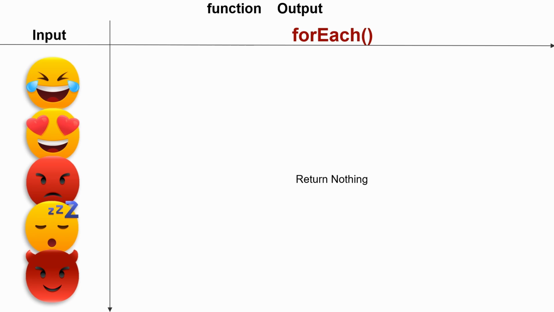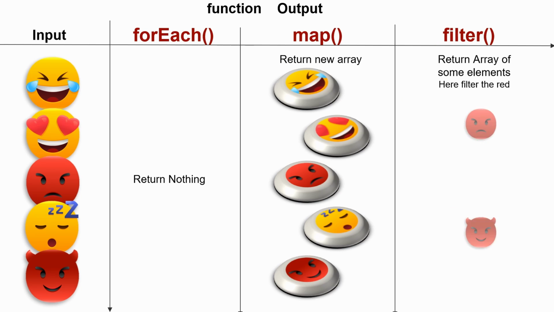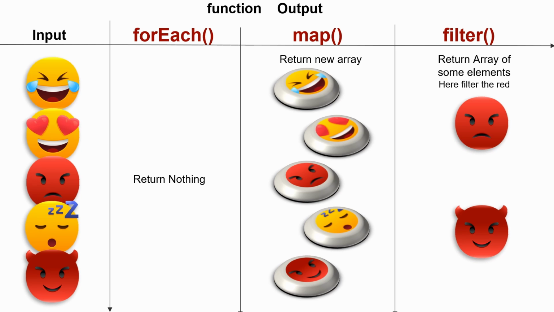Let's sum up what we have learned here. forEach is not returning anything, but it is most useful whenever we are unable to use other array methods. The map function will return an entirely new array which is made using the input array. And the filter function returns an array of some elements. Here, as you know, we have filtered the red, and no elements which are not red are returned back.